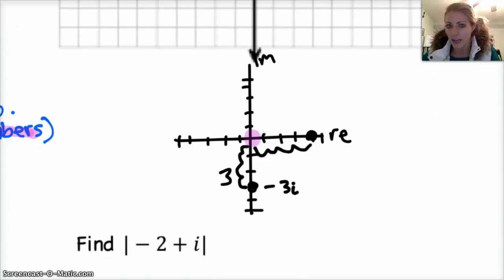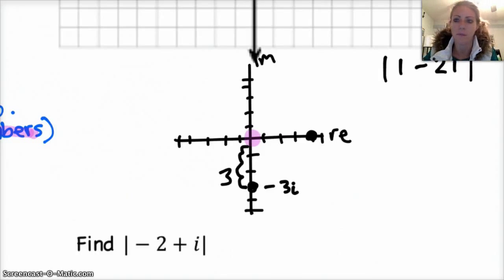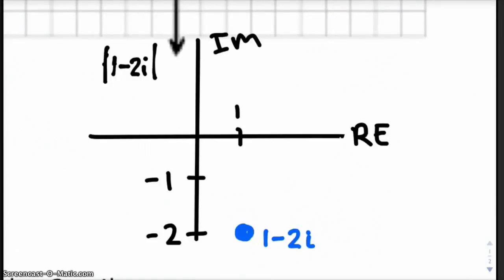But it gets a little more complicated if it has a real part and an imaginary part, right? And you actually need the Pythagorean theorem for this. So let's try to find the absolute value of the number 1 minus 2i. You want to find the distance from that point to 0, which is here. That distance is 2, and this distance is 1.